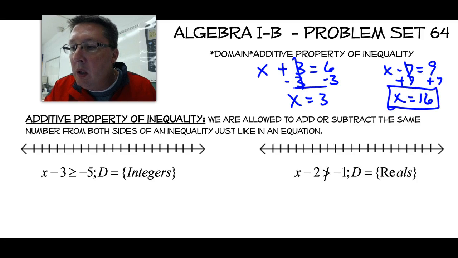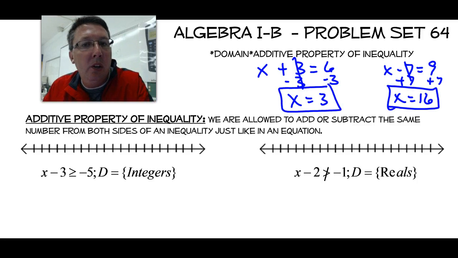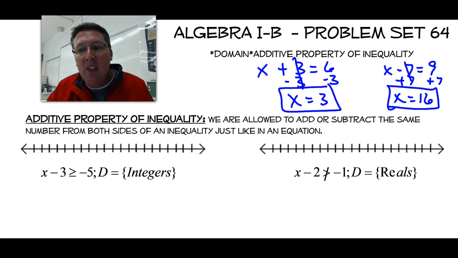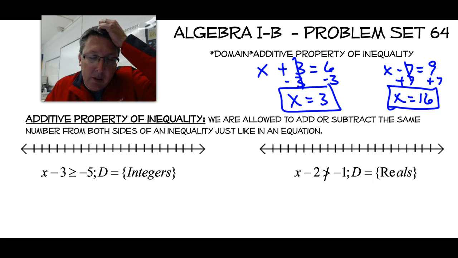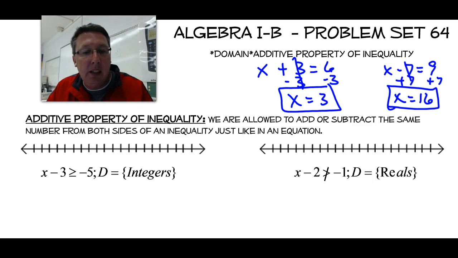The way this is going to add into our new topic is we're dealing with inequalities where we have greater than or less than. Well, this additive property works when it's an inequality. So we are still allowed to add or subtract the same number from both sides of an inequality. So we can solve this inequality for x and get it down to x is greater than or less than some number. And then we can put it on our number line, again noting your domain. Sometimes it's integers, sometimes it's real numbers.